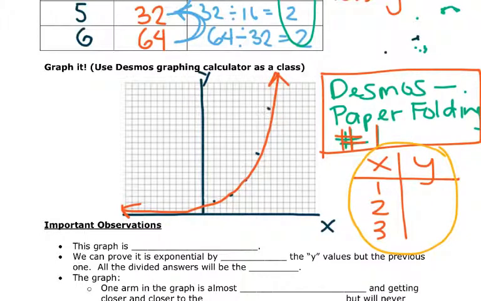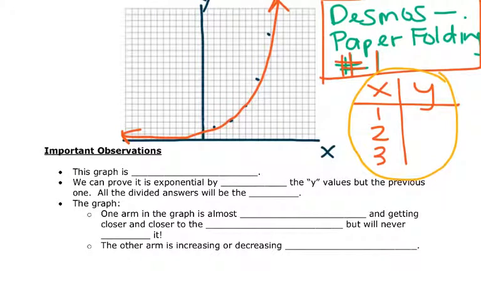So now let's put everything together into our conclusions down here. So just so you know, you should have this graph copied into your notes. Your notes should look exactly like mine, except you don't need this Desmos paper folding. Okay, so let's put everything together in our little summary here at the bottom. So this graph that we have right here is called, not quadratic, not linear, but this is called exponential. So I'm going to write exponential.